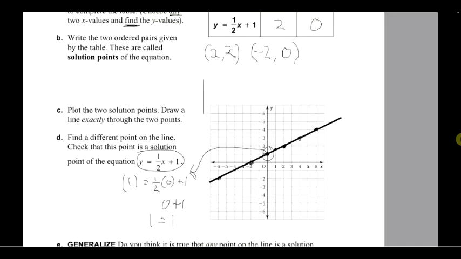If you plugged in +4, you should see that you got +3 for y value. If you plugged in +6, you got +4 for y value. All the way down here, when we did -4, we got -1 for our y value. When we plugged in -6, we got -2 for our y value.